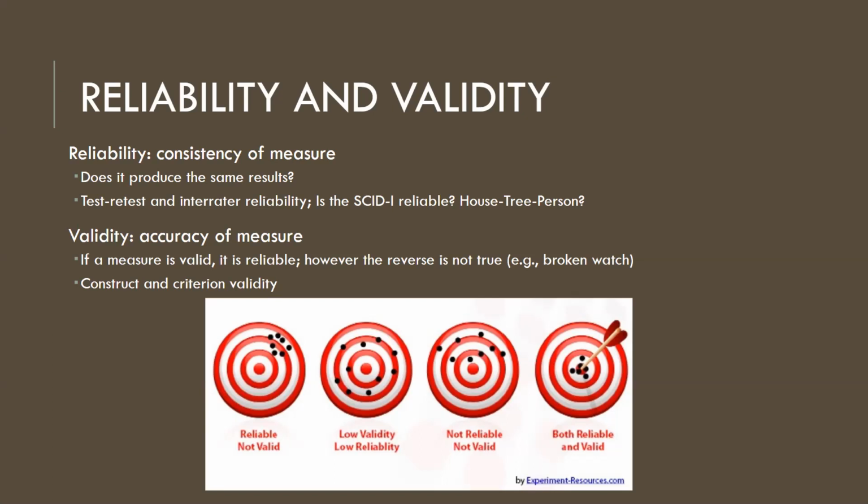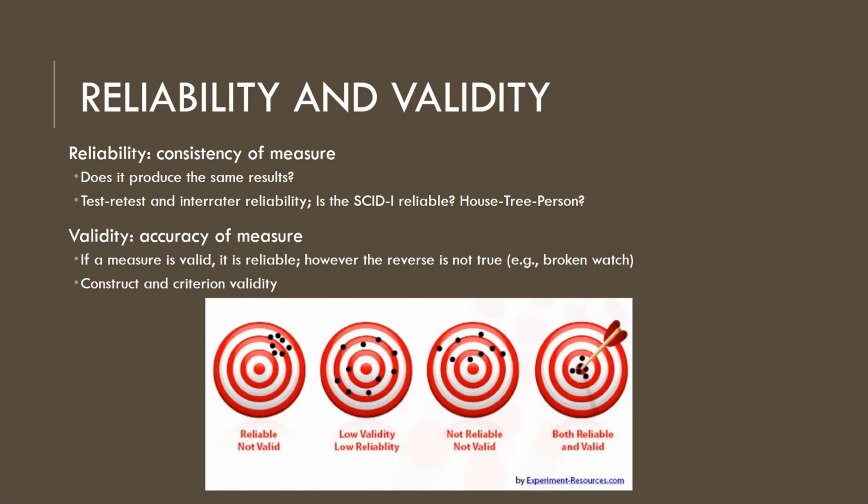As far as validity goes, this is going to be the accuracy of the measure. So it's not just important that we get the same result again and again. We want to make sure that we're getting the right result. So we're not just getting a clustering on a bullseye, so to speak, but that we're getting a clustering of shots at the center of the bullseye. Sometimes things are reliable, but they're not valid.